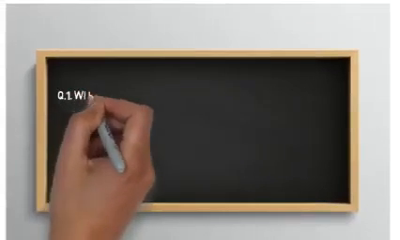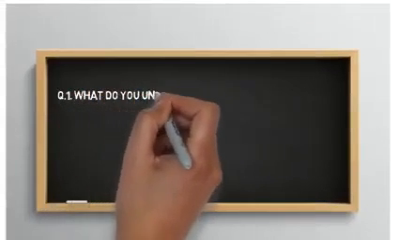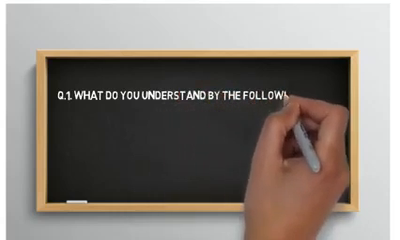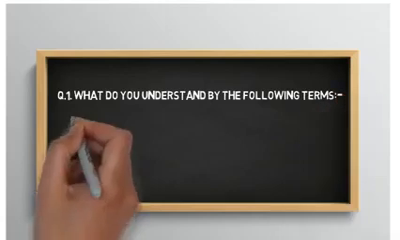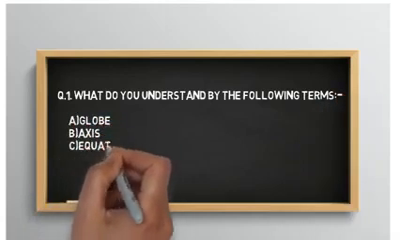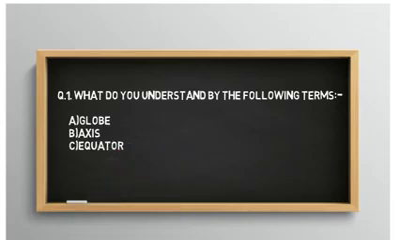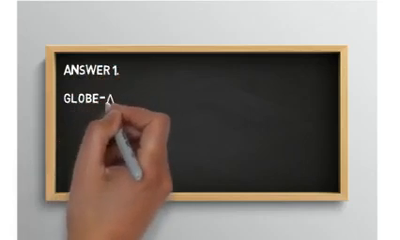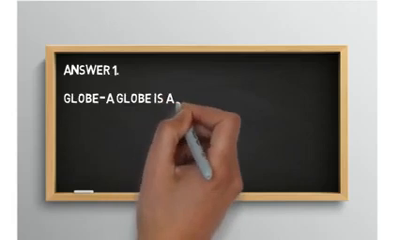Question 1. What do you understand by the following terms? First, globe. Second, axis, and third, equator. We will take globe first. A globe is a man-made model of Earth.